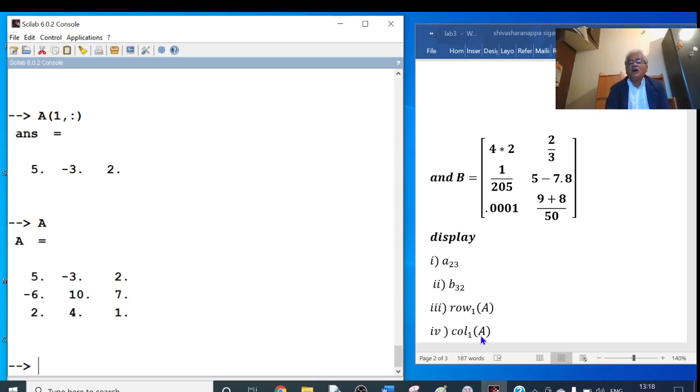Column 1 of A. I have to write A, open bracket, all the rows. Column 1 of A means all the rows, so I will write colon, comma, which column do I need? First column, 1. Okay, bracket close. This gives all the rows and 1 column, which means 5 minus 6 2.